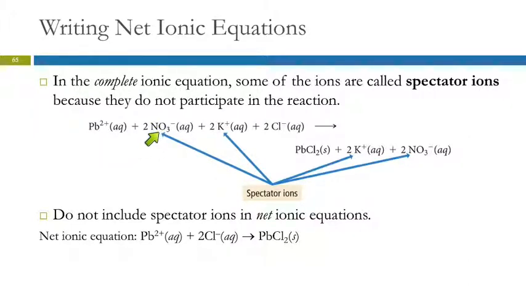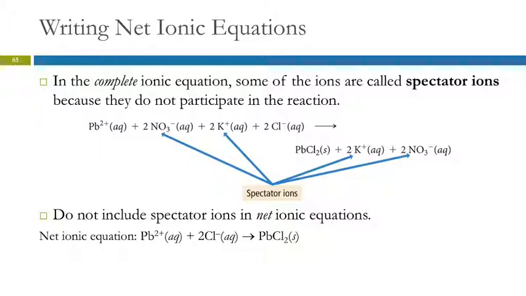Didn't get involved in a relationship. Just hanging out. Potassium. Nothing happened to potassium. Just hanging out. Something happened to lead, though. Lead came in, kind of a free agent, and now he's hooked up. Same thing with chloride. So the spectator ions, the ions that don't get involved in the chemical reaction, they're not participating, so in a net ionic reaction, we don't include them.